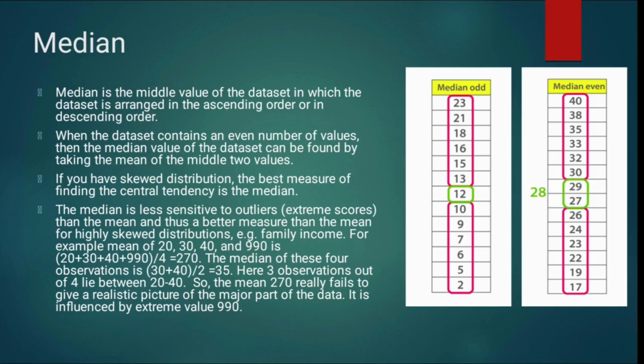I hope you are getting it. The median of the odd numbers is 12 and for the even numbers the middle values are 27 and 29. In this case we will take the average of 27 and 29, so it will be 28. The median is less sensitive to outliers than the mean and thus a better measure than the mean for a highly skewed distribution.